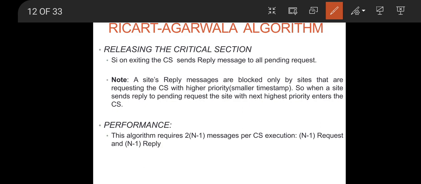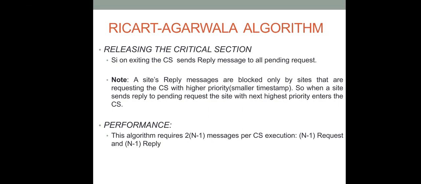So here we can see the algorithm requires only two different types of messages: the request message and the reply message. So in total n-1 request messages and n-1 reply messages, which makes it 2 times (n-1) messages per CS invocation.